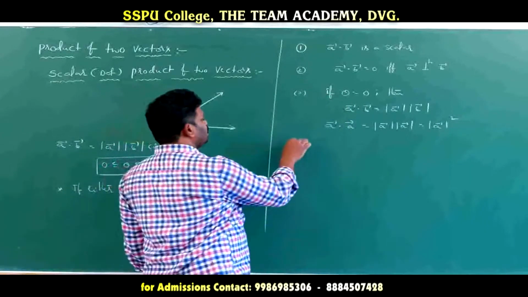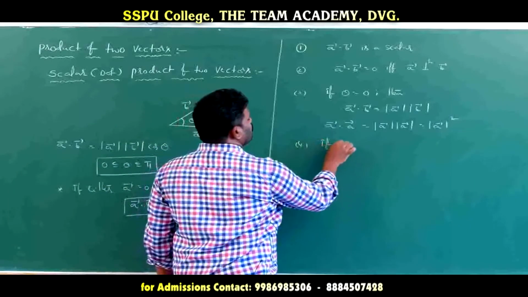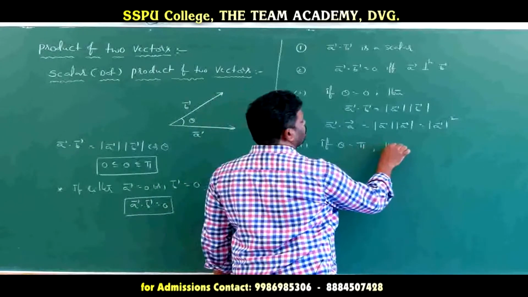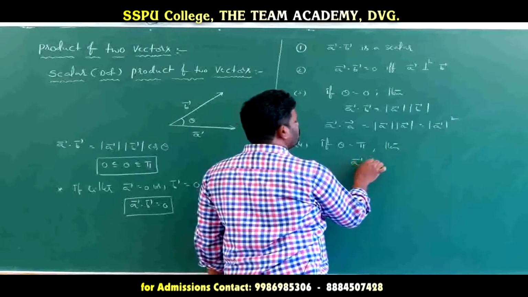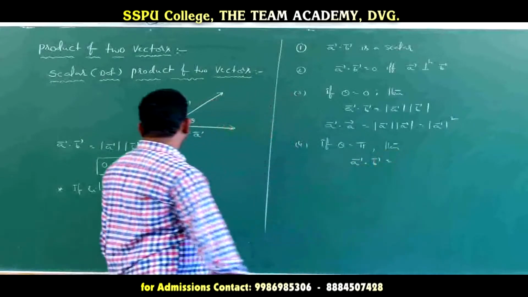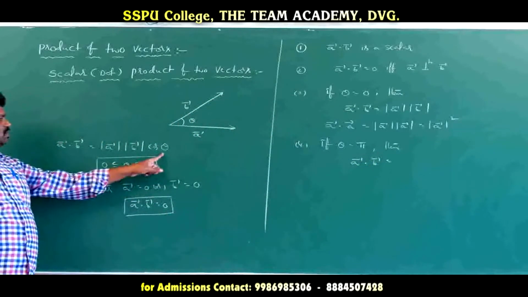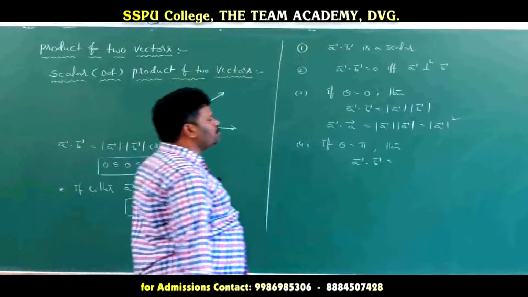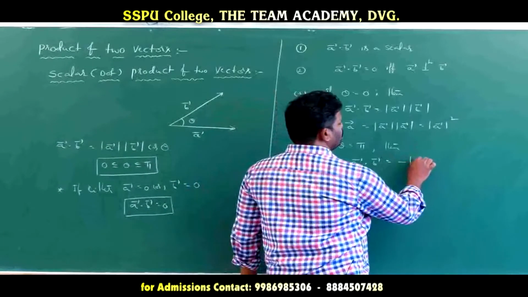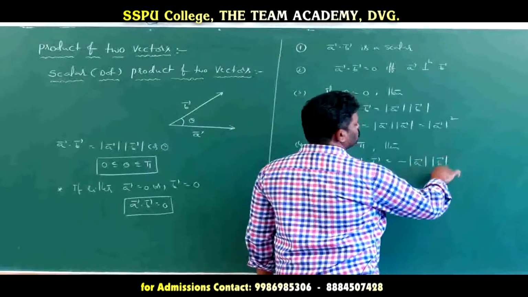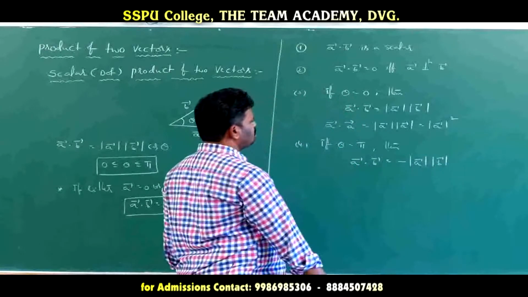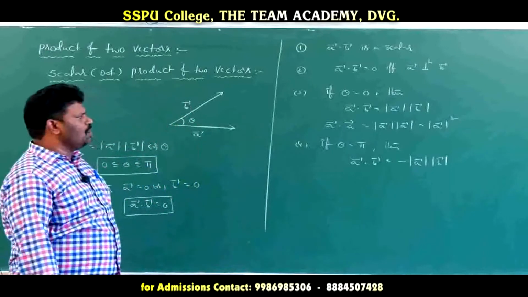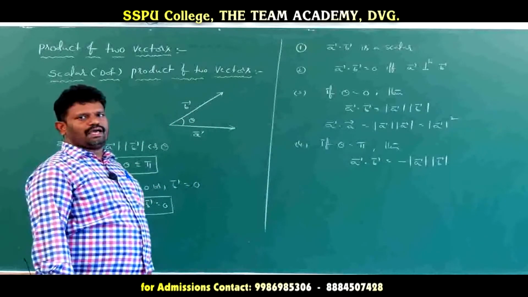Next, the fourth point: if theta is equal to pi, then the dot product A bar dot B bar is equal to, substituting cos pi, which is negative, minus magnitude of A bar into magnitude of B bar. So A bar dot B bar is equal to minus magnitude of A bar into magnitude of B bar.